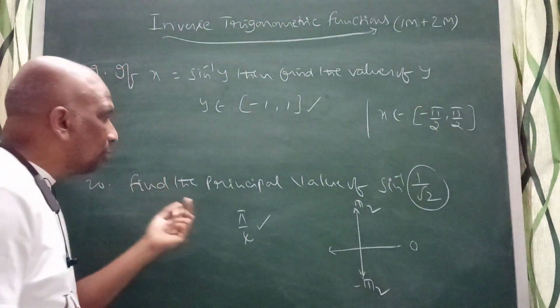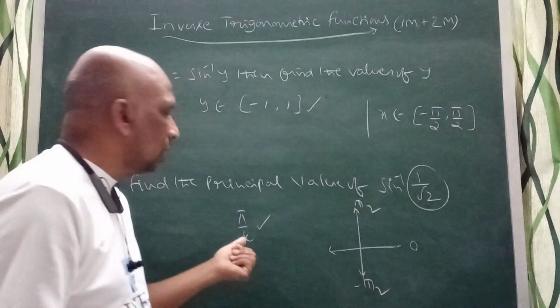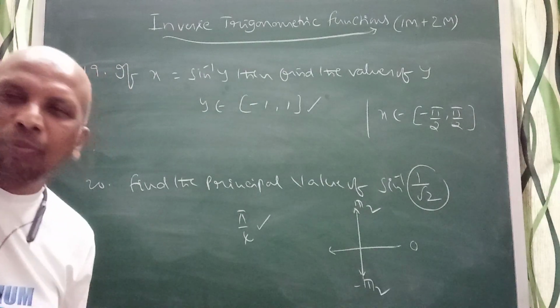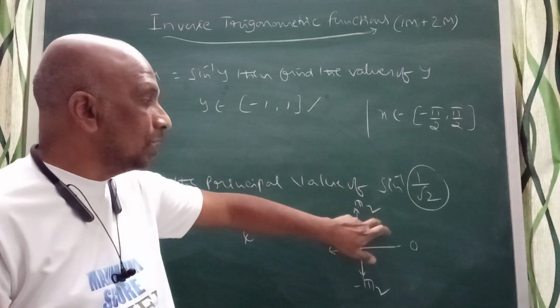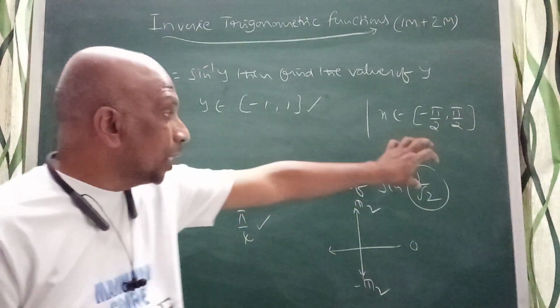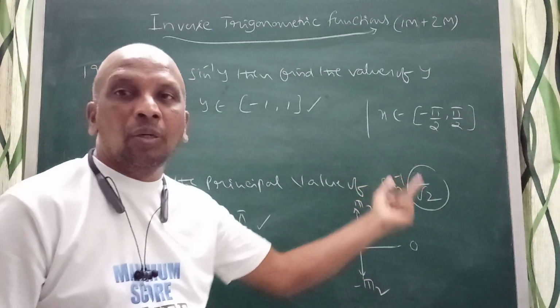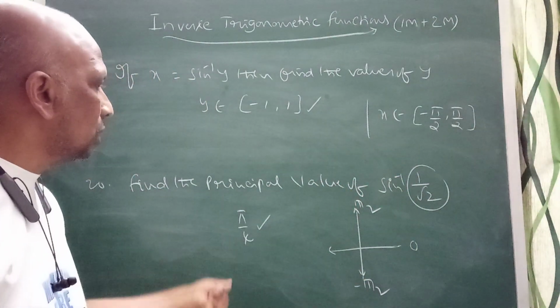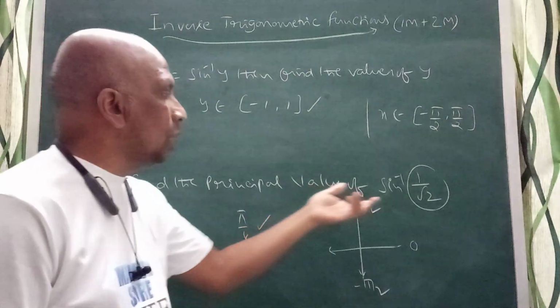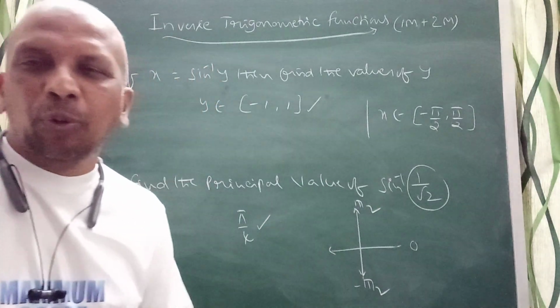Correct. This is the principal value of sin inverse 1 by root 2, which is pi by 4. Your answer is pi by 4, since it is positive, you should get it between 0 to pi by 2. If it's a negative value, you should get it on the other side. Since positive, between 0 to pi by 2, our answer is pi by 4.